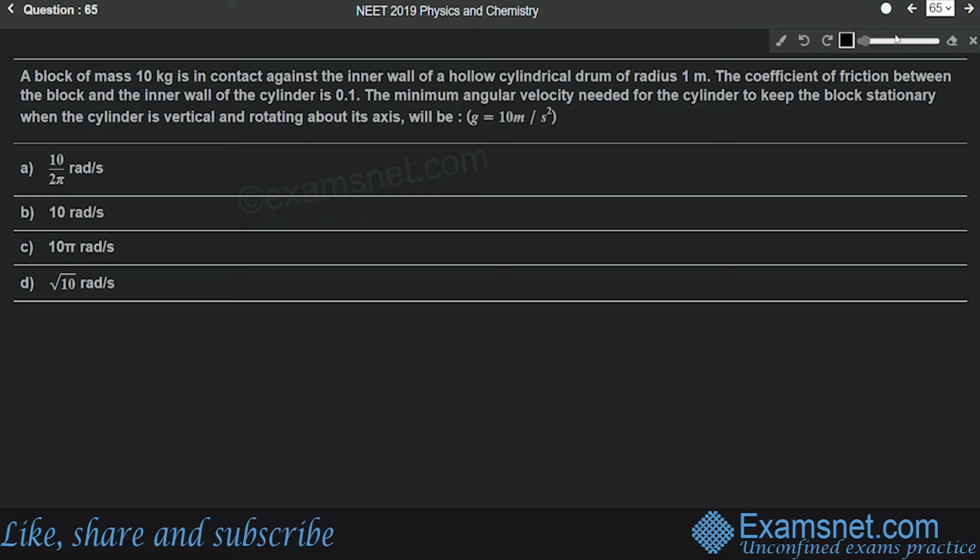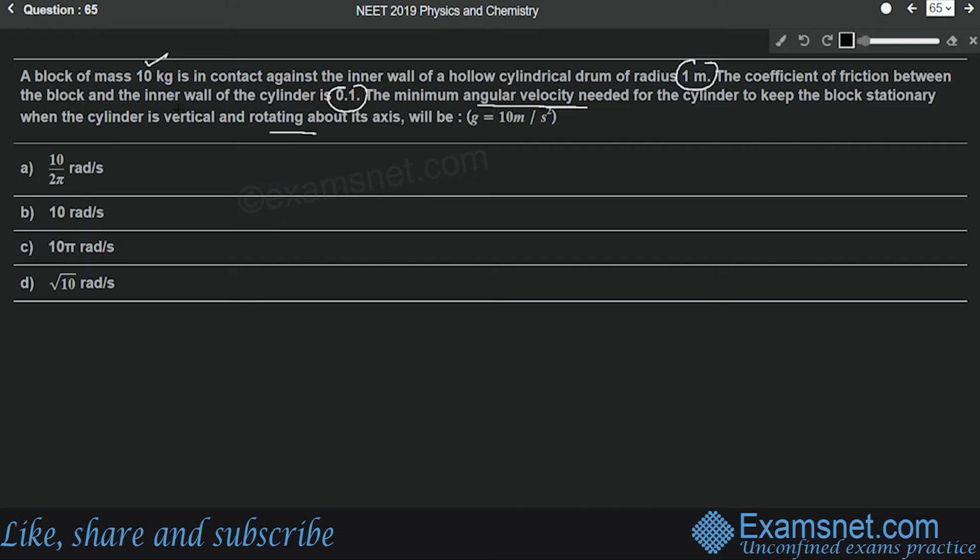Question number 65 is from the chapter friction, and the question is a block of mass 10 kg is in contact against the inner wall of a hollow cylindrical drum of radius 1 meter. The coefficient of friction between the block and the inner wall of the cylinder is 0.1. Then the minimum angular velocity needed for the cylinder to keep the block stationary when the cylinder is vertical and rotating about its axis will be.